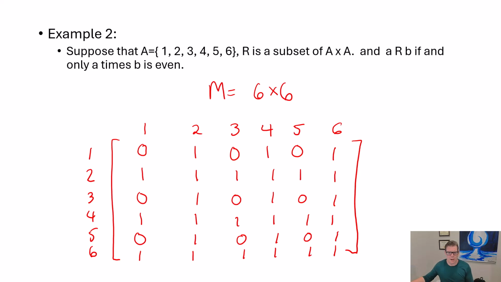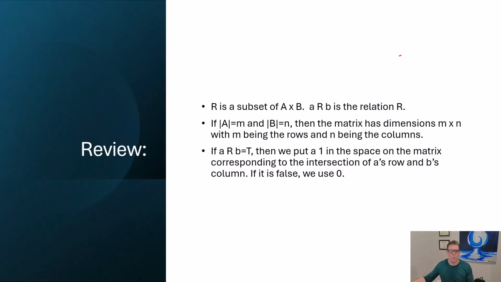So let's review a couple of key points. 1, R is going to be a subset of A cross B, and ARB is the relation R. If the cardinality of A is M and the cardinality of B is N, then the matrix is going to have the dimensions M cross N, with M being the rows and N being the columns. If ARB is true, then we're going to put a 1 in the space on the matrix corresponding to the intersection of A's row and B's column. If it's false, we use a 0.